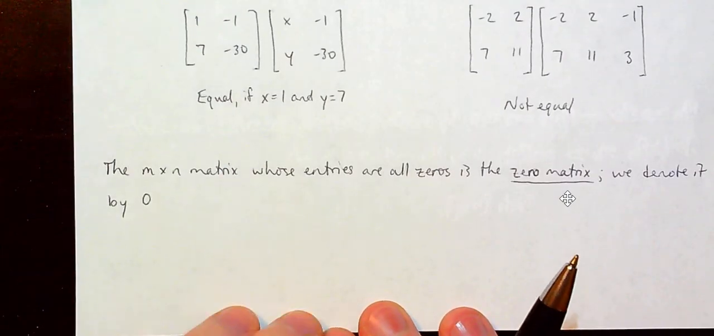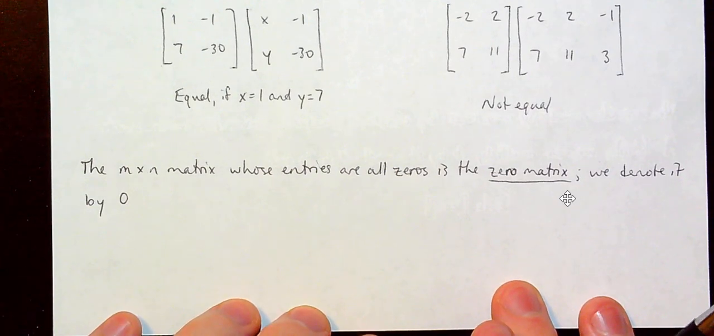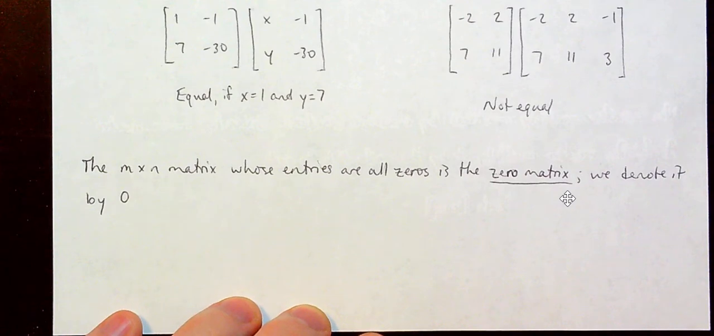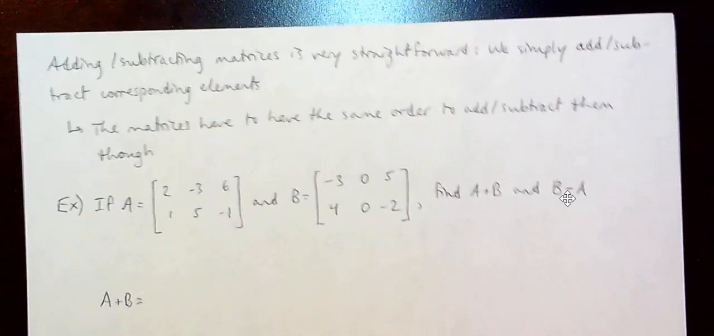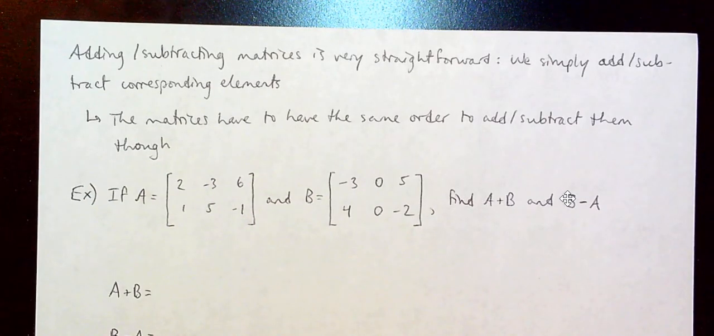We have a fairly special M by N matrix. It doesn't matter how many rows or columns it has, but the M by N matrix that has all zeros as its entries is called the zero matrix, and we just denote it by 0. We're going to come to that very shortly and why we specifically mention that.